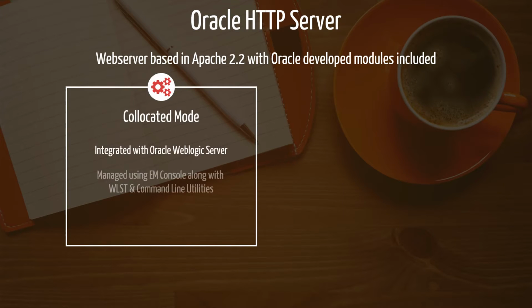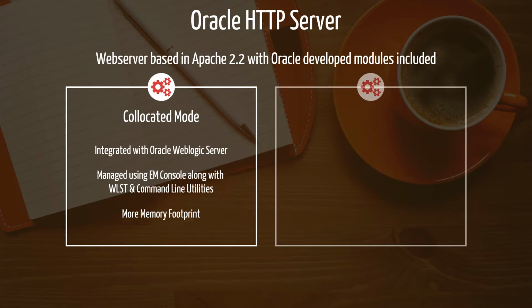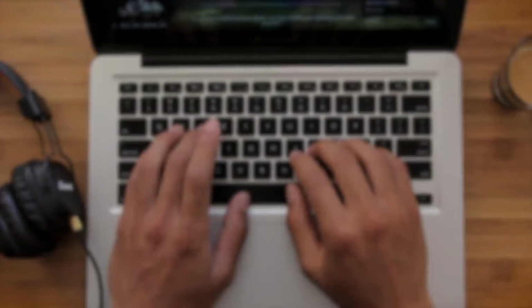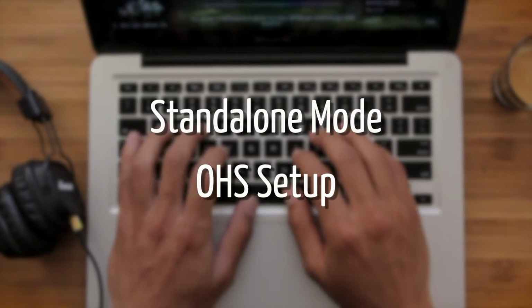In collocated mode, OHS is integrated with Oracle WebLogic server and can be managed using Fusion Middleware Control or EM console. Standalone mode does not need any WebLogic server and can run independently. So if you want to manage OHS using EM console and take advantage of WebLogic framework, you can go with collocated mode. And if you are happy managing OHS using WLST or command line and want lesser memory footprint, then you can go with standalone mode. I'll show you how to set up both modes today. Let's start with standalone mode.